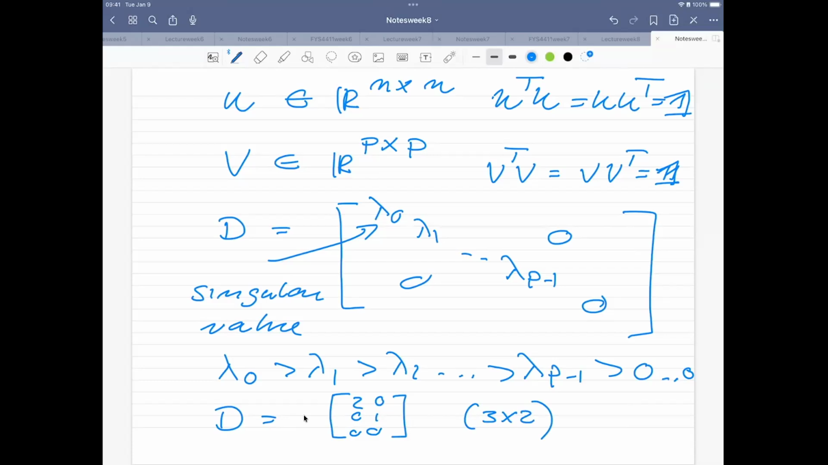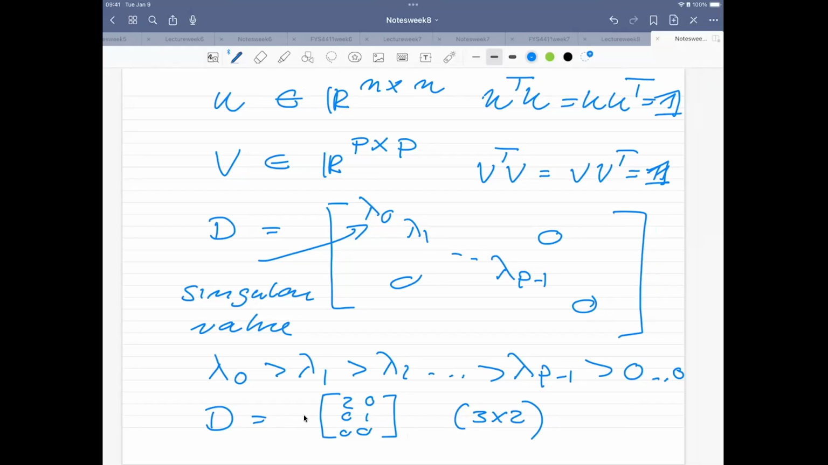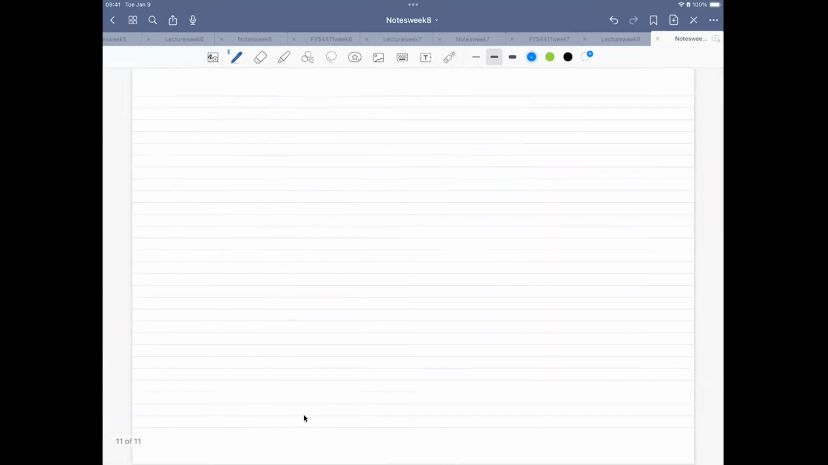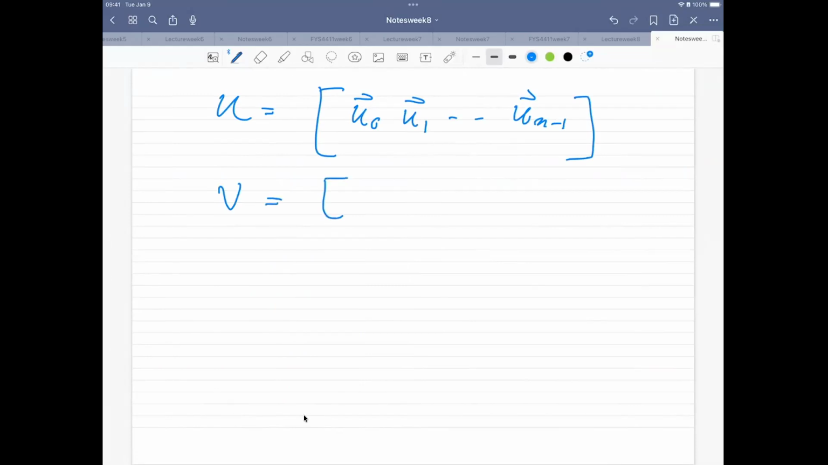Let me just say one more thing before we take a break. So these matrices U and V contain vectors which are orthogonal. So it's U0, U1, etc., up to UN minus 1. These are the columns of that matrix. And the same with V: V0, V1, up to V of P minus 1.